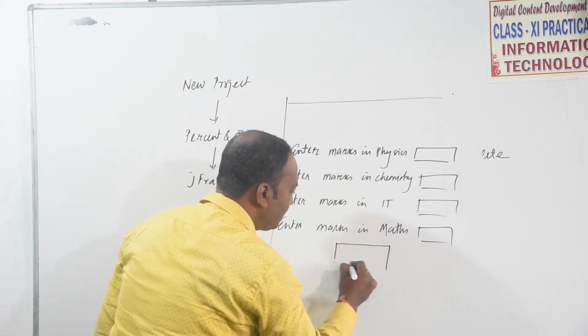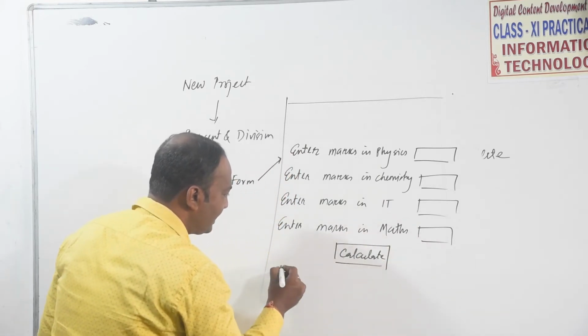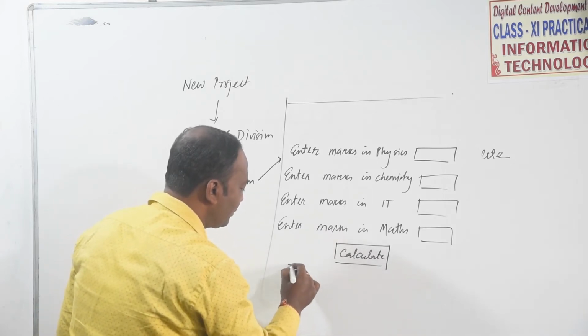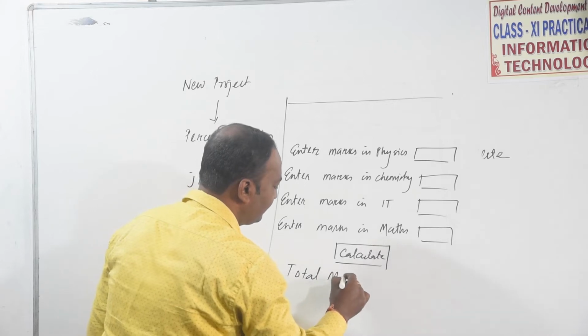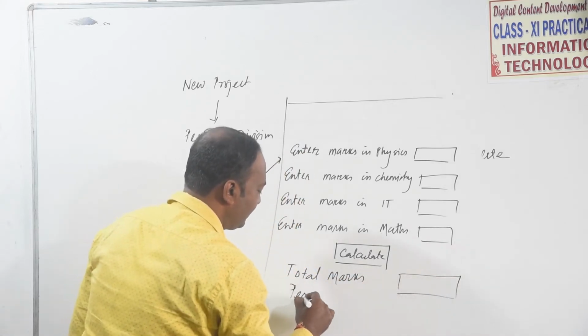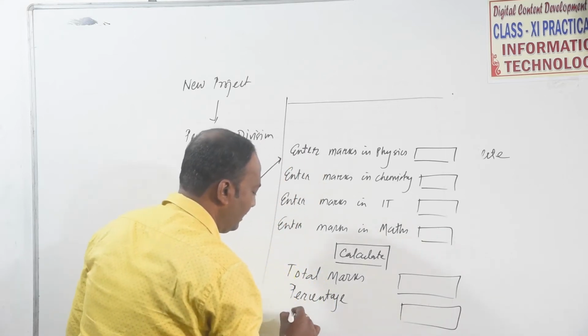So when we click this button calculate, you can see we will have the result like this: total marks, percentage, and division.